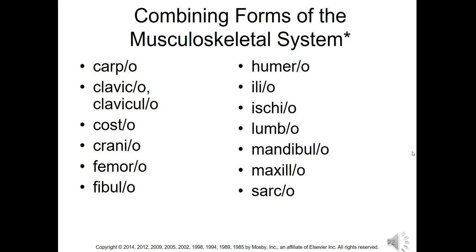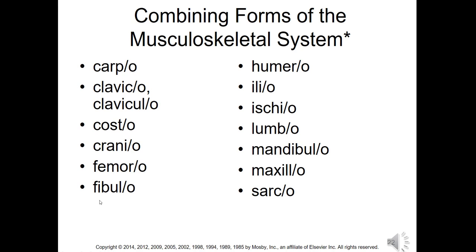They're pretty common sense when you look at them. So carpo is carpals, or the wrist bones. Clavico and claviculo are clavicle. Costo is going to be the rib. Cranio is your cranium or your skull. Femoro is the femur, which is the upper leg bone.